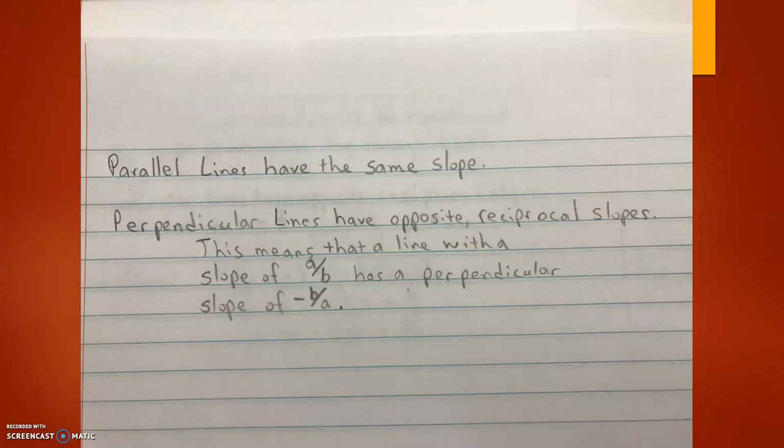Okay, now we want to talk about parallel and perpendicular lines. Parallel lines have the same slope, and perpendicular lines have opposite reciprocal slopes. That sounds kind of weird, but the best way to remember this is that if your slope is a fraction, such as a over b, the perpendicular slope will be negative b over a. So it will change the sign and it will flip the fraction. And even if you have a whole number, you could write it over 1 and consider it a fraction. So let's go to some examples.